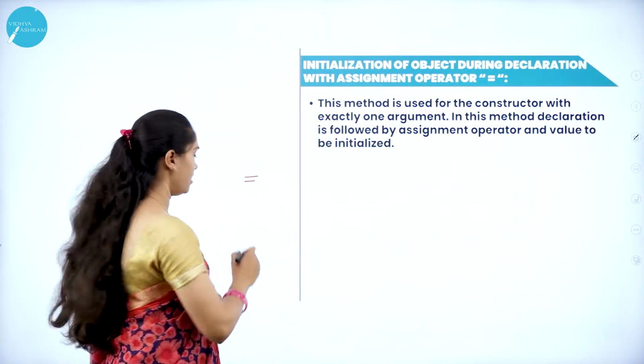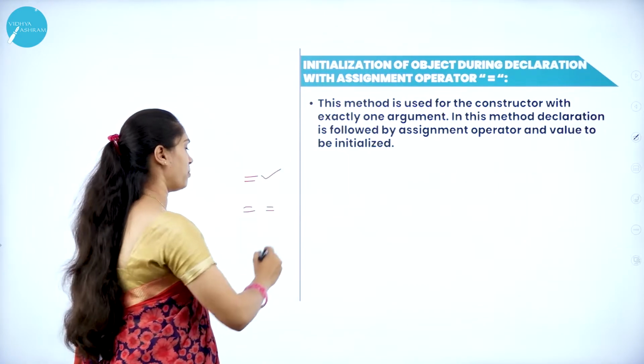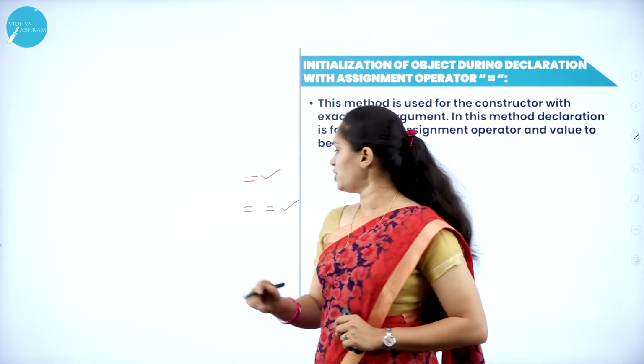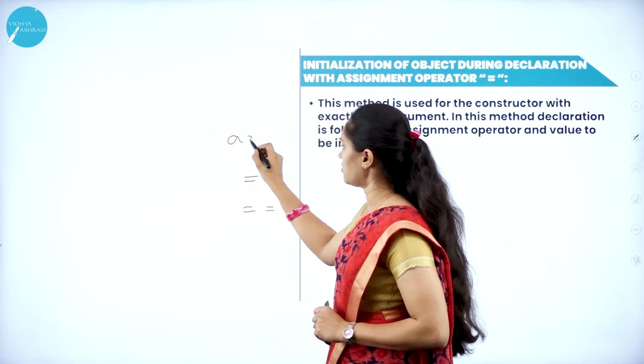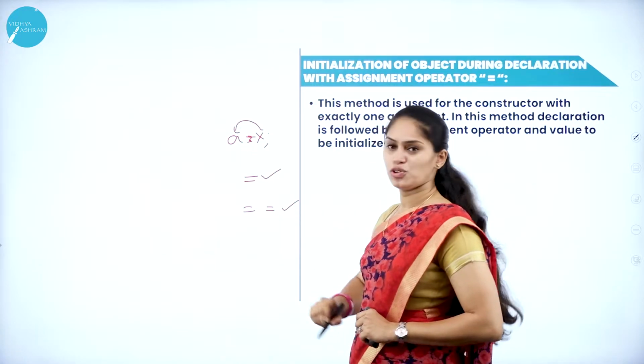So this is different, and is equal to is different. This is the assignment operator, and that is the relational operator. Okay. So A is equal to X, in the sense that what I am doing here is assigning the X value to A.